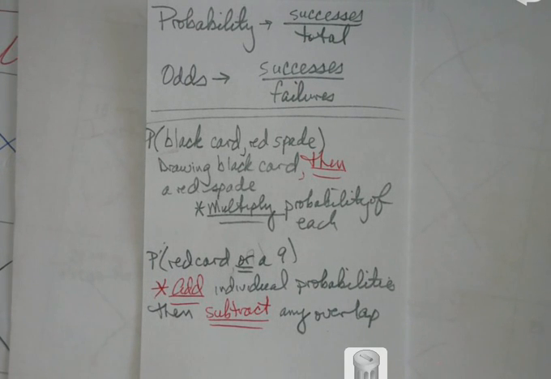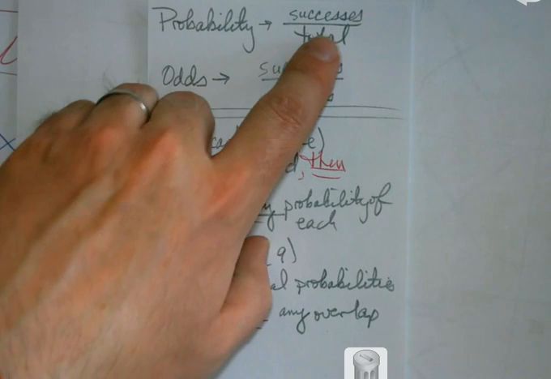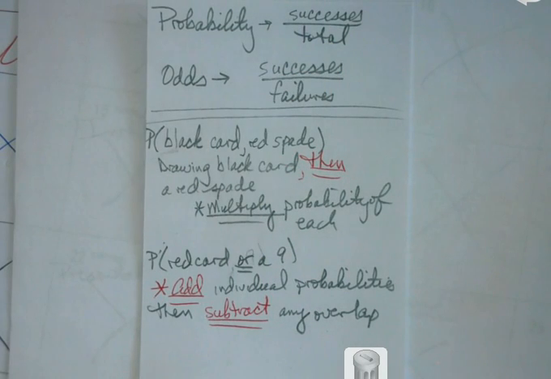Odds, on the other hand, is slightly different. It's still the number of successes, or what you're being asked to find, except instead of being over the total, it's over the number of failures. So basically you do total minus successes, and you get the failures for your odds. That's one difference that some of you are starting to notice.